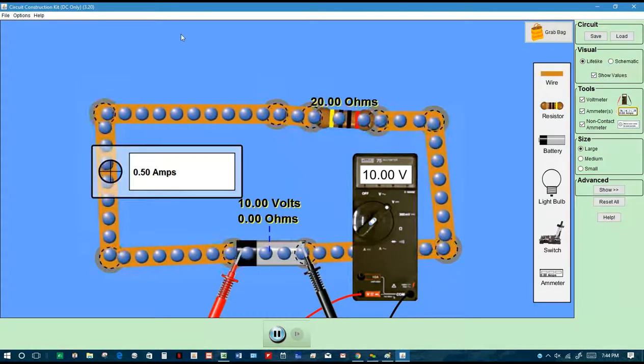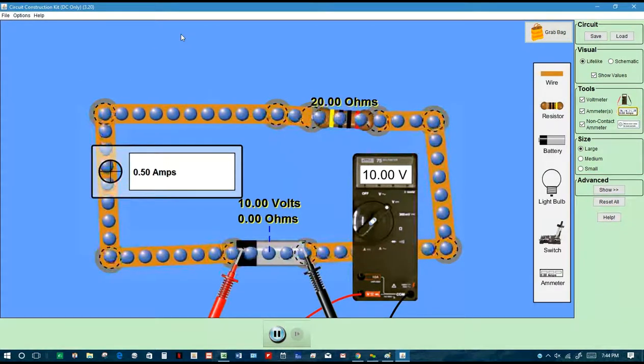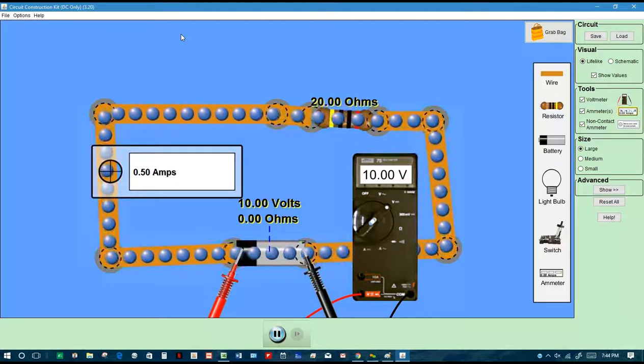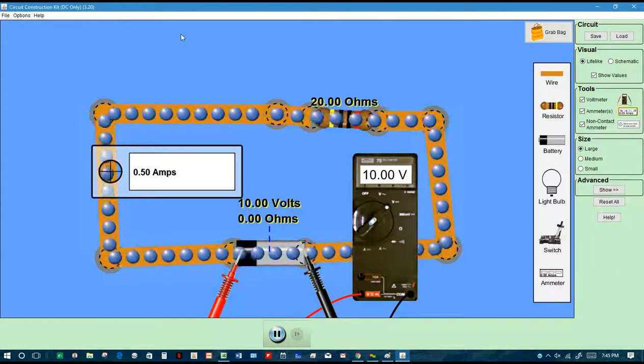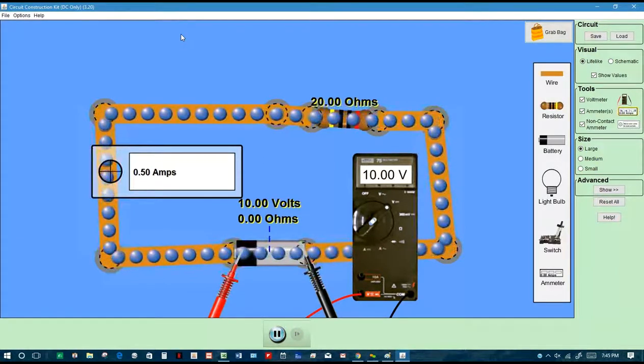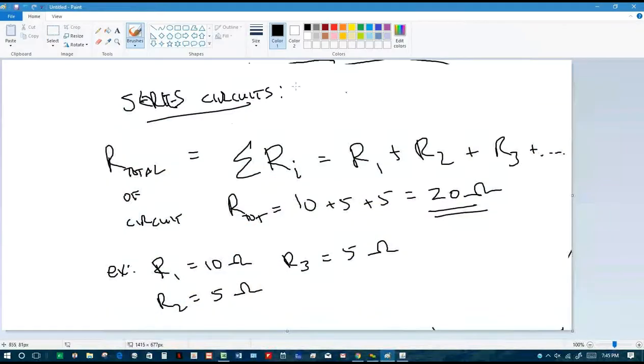When we close the circuit, how much current do we get? We'll still have the same amount of current. Do you see that it still is on the screen, a half amp? Yeah, half an amp. So what I'm showing you is, in your textbook, they call that the equivalent resistance.